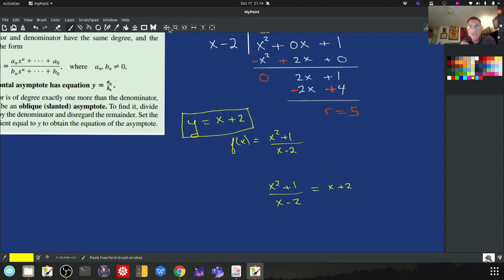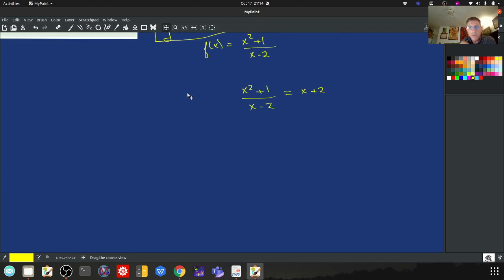Now, I just want to show you how this would go. We're going to do easier ones. So what we do is we clear denominators. So I would multiply both sides of that equation by x minus 2.